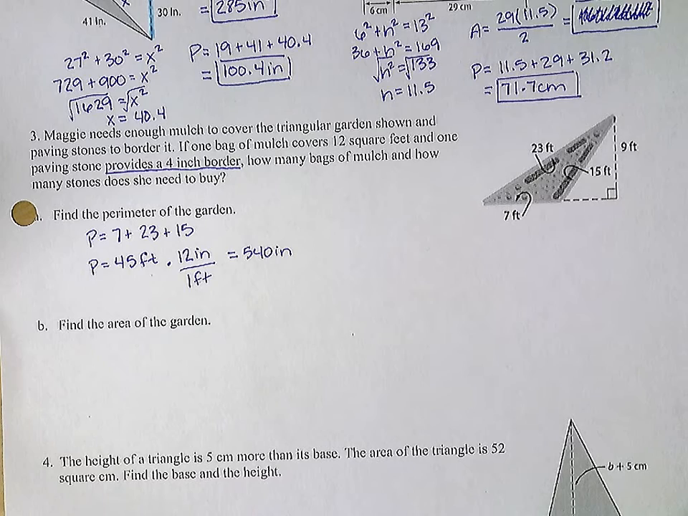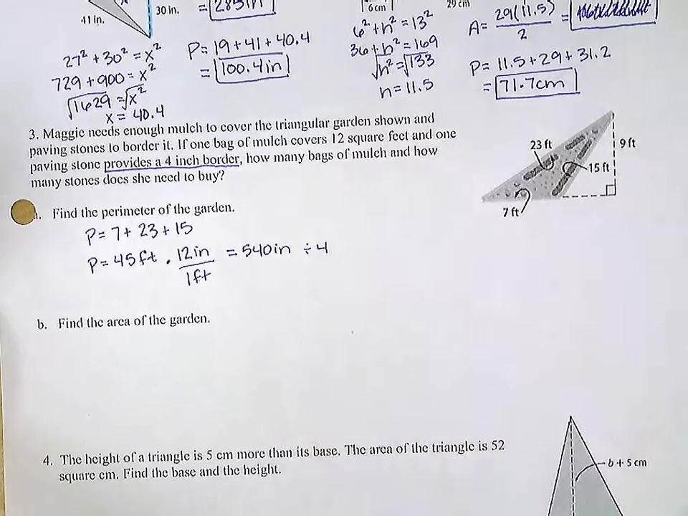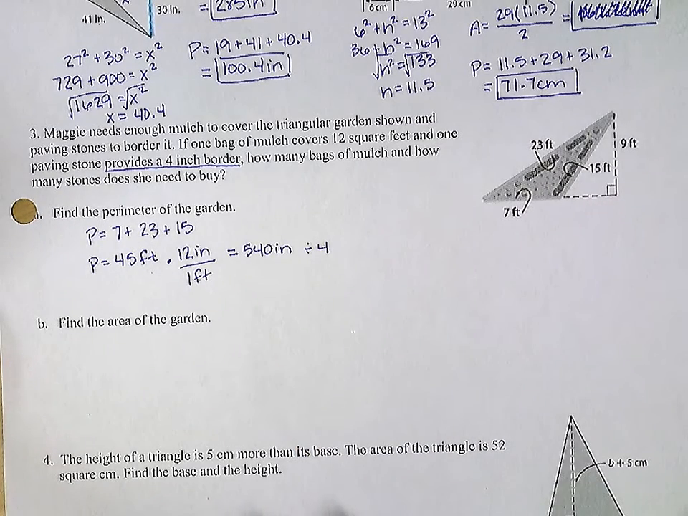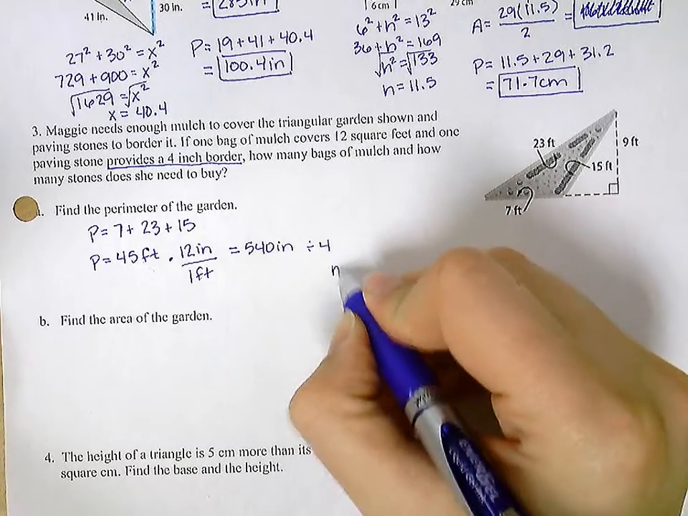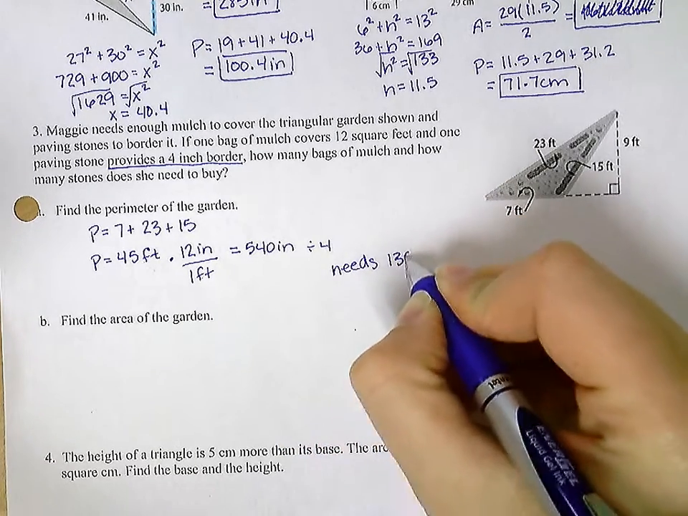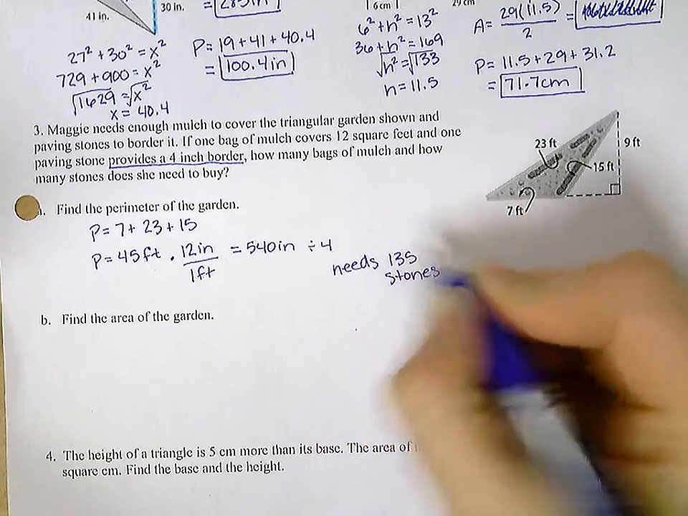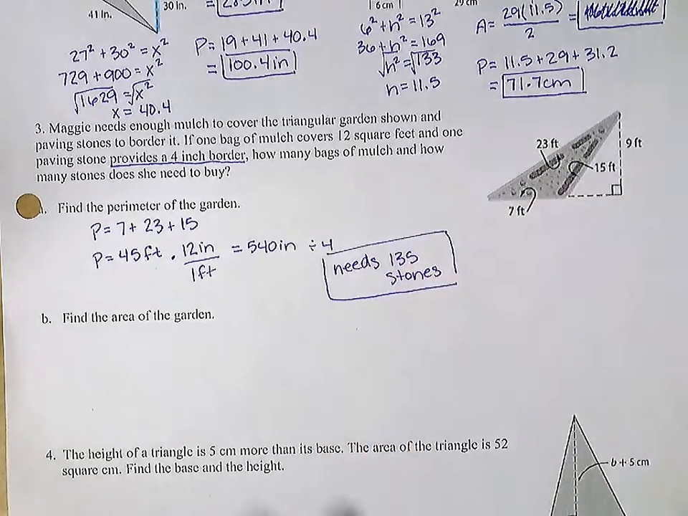Each stone provides a 4-inch border. So now I can divide by 4. Okay. So I will need 135 stones. Okay, so my perimeter was 45 feet. I converted that to inches since each stone is in inches. Divide that 540 inches by 4 inches because each stone is 4 inches to get how many stones needed.